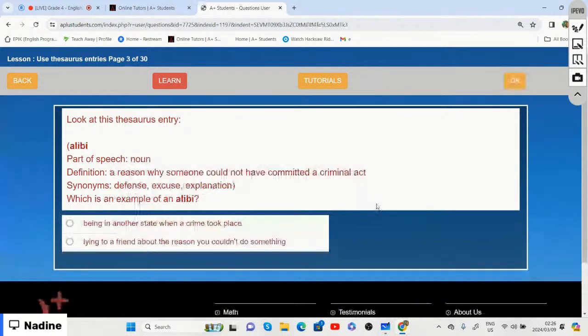Then we have alibi. It's like being asked, where were you? And you say, no, I was at home. So now they need to check your alibi if you say that you were home by a certain time. So our word is alibi. The part of speech is a noun.